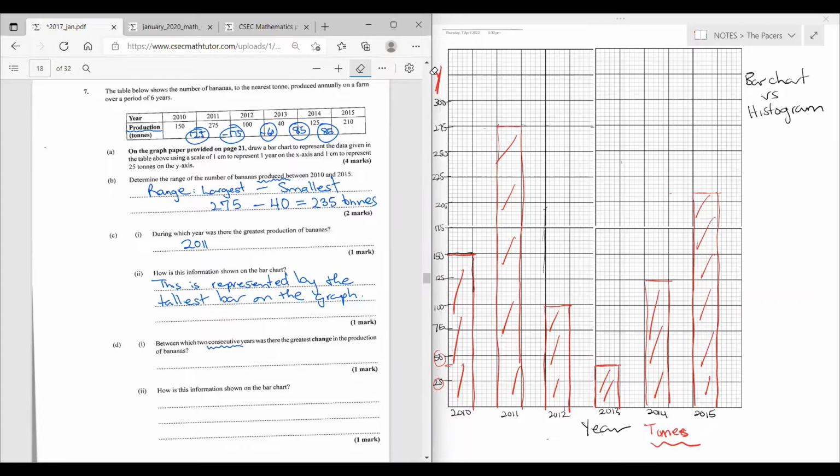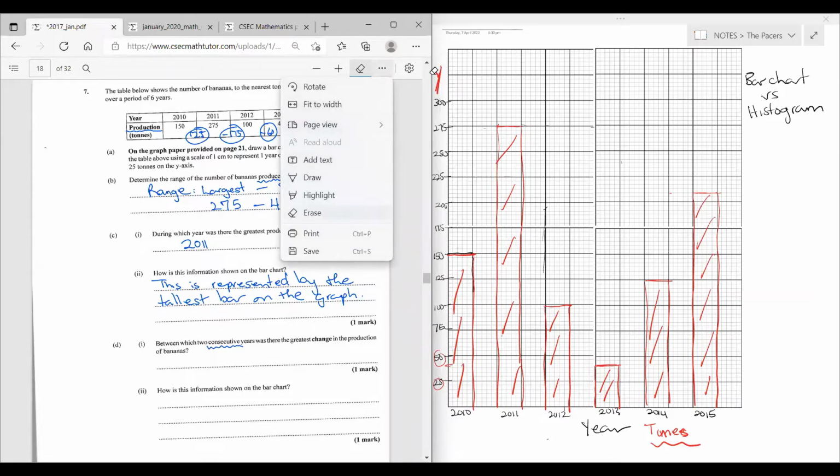2010 and 2011, because we increased by the most, and then we decreased by the most consecutively. So between 2010 and 2011 represented the years with the greatest change.